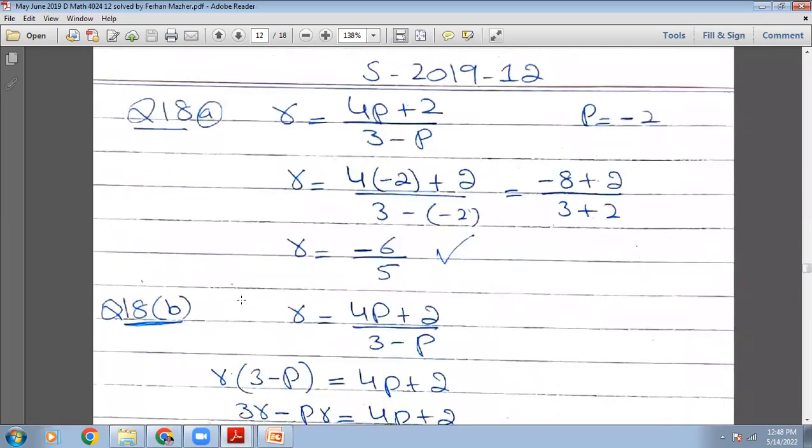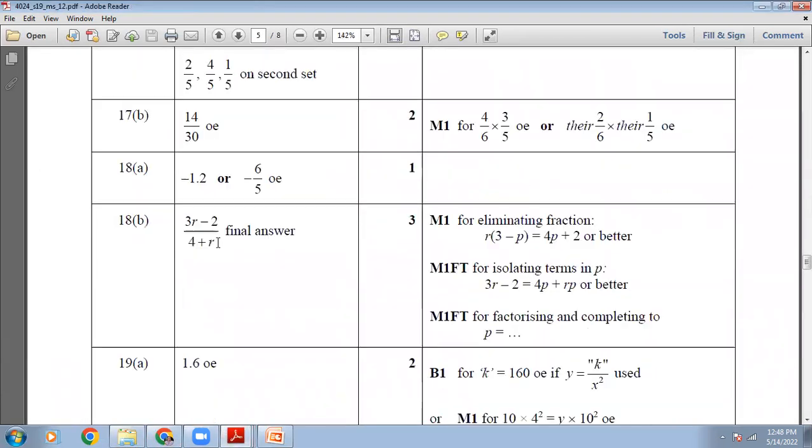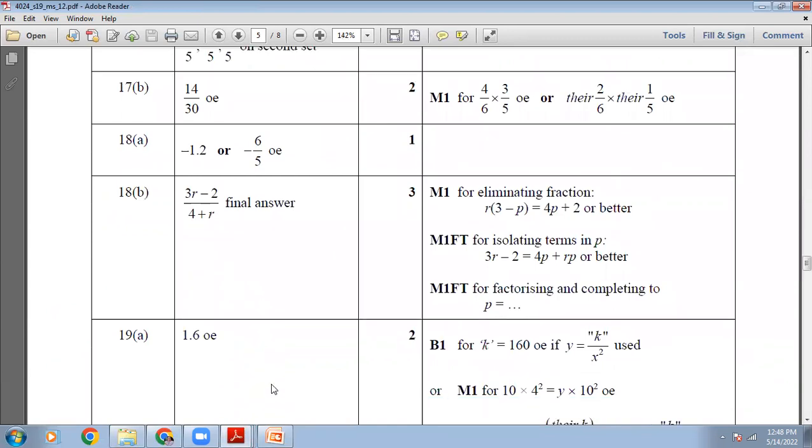So here comes my solution. In the place of p, I will put minus 2. So 4 into minus 2 plus 2 divided by 3 minus minus 2. So you will have minus 8 plus 2 divided by 3 plus 2. Minus 6 divided by 5 is the answer. Let's have a look at the marking scheme. I already have checked. Minus 6 by 5 is the right answer, sir.